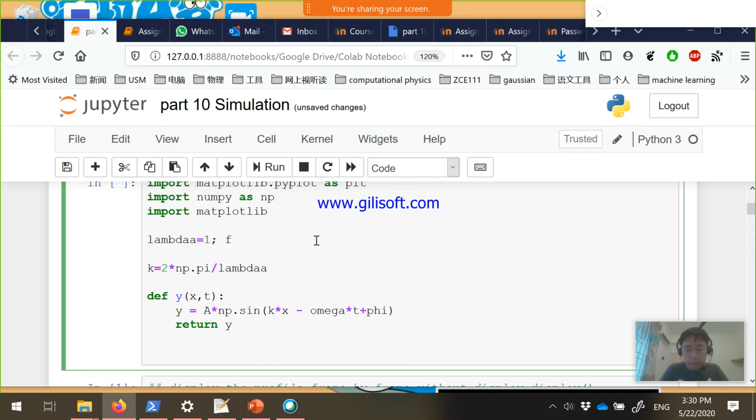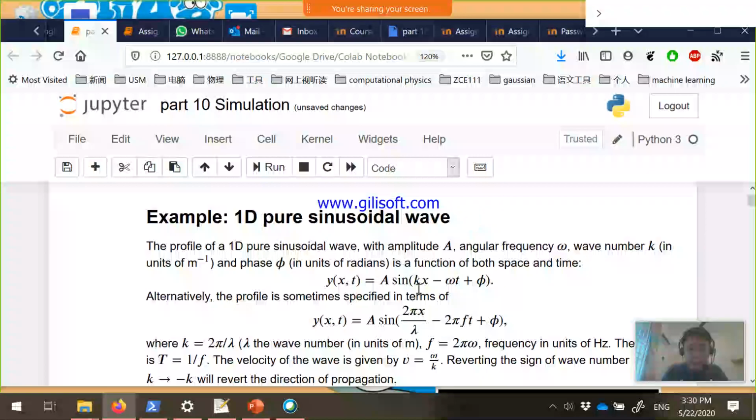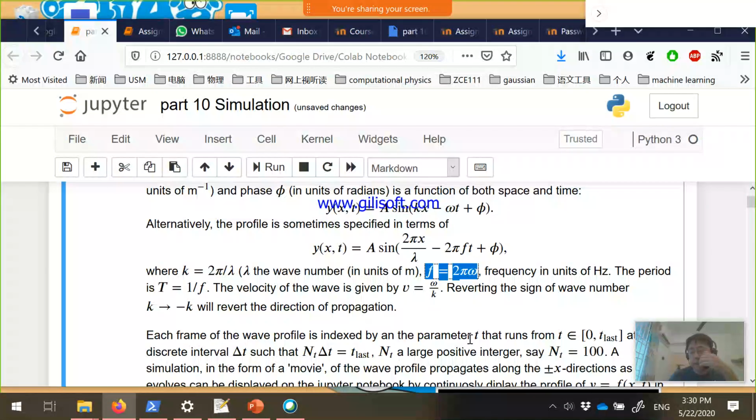The other one is the frequency. So what is the frequency? Let us define a wave which has a frequency of only 1 hertz. Once a 1 hertz frequency is defined, then omega is also defined. Omega is 2 pi times f. Sorry, omega is 2 pi f.